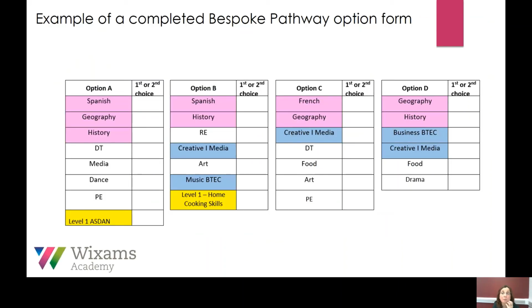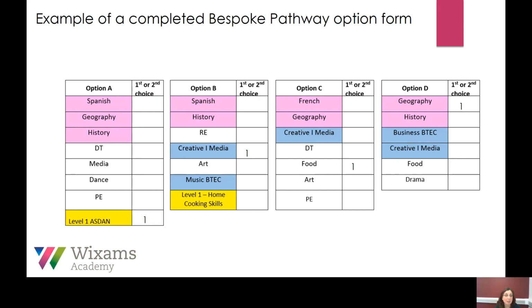So an example of the bespoke pathway option form. So here it is. You can see it's very similar to the Wixams and the EBAC pathway, except you have 2 additional courses, which are the level 1 courses. So someone on this course might decide to do the level 1 ASDAN course, to do a BTEC in computing, creative media, to do the food qualification, but now they haven't got a pink qualification, so they must have a pink qualification, and for that one they've chosen geography.